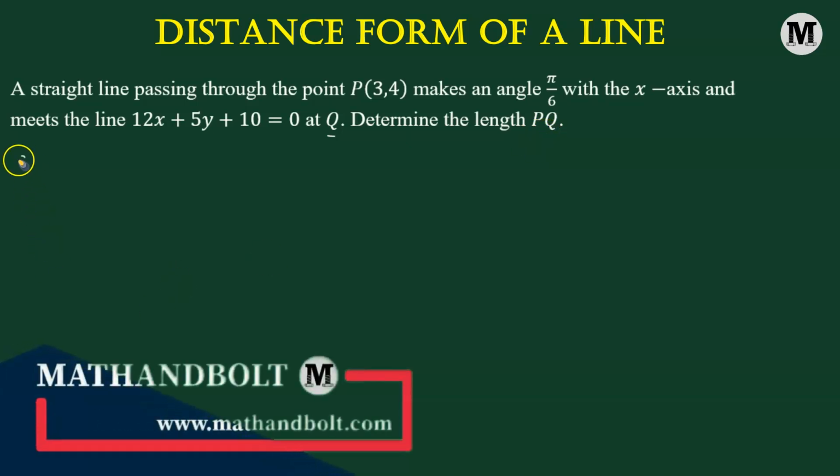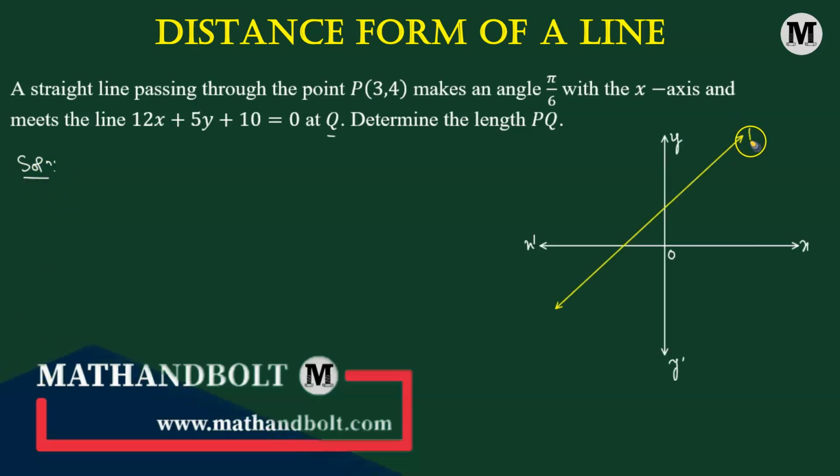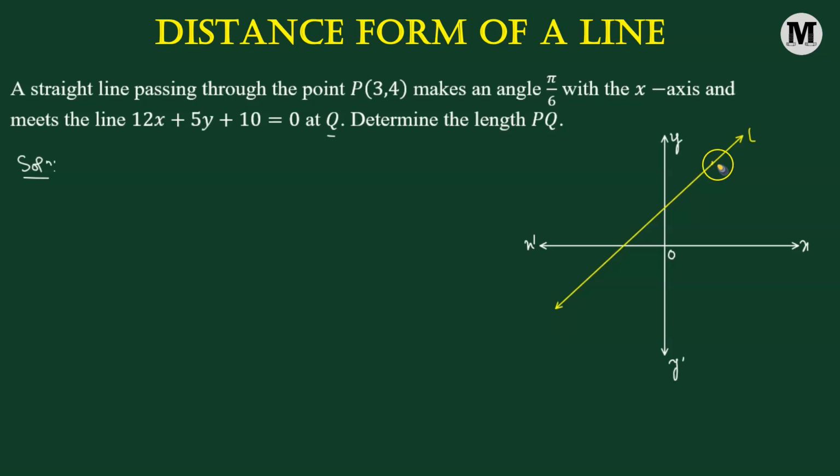Okay, let us begin. First, we're going to understand the problem graphically. Let's say we have the line L that passes through the point P having the coordinates 3, 4, and it makes an angle of pi over 6 radians with the x-axis. Next, we have another line which is going to meet the line L at the point Q. So our goal will be to determine the length PQ.